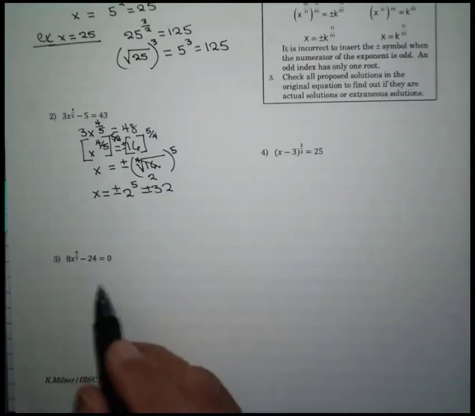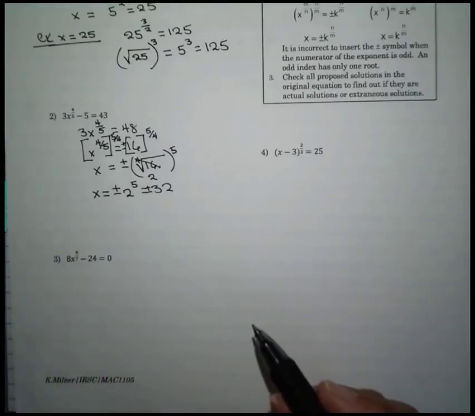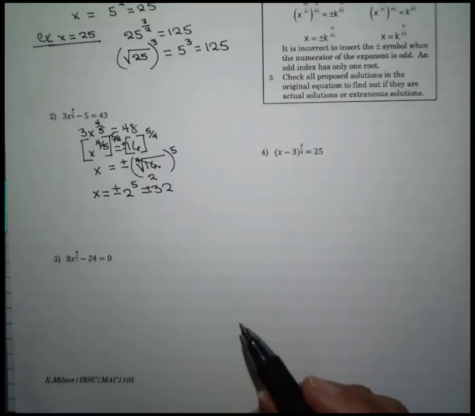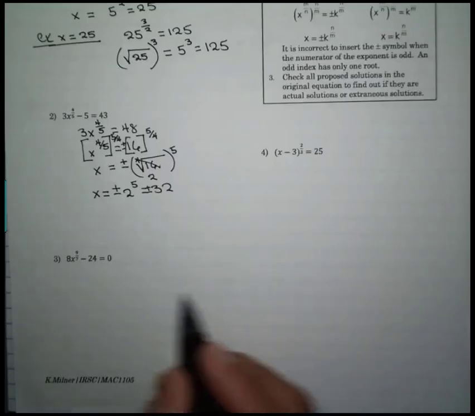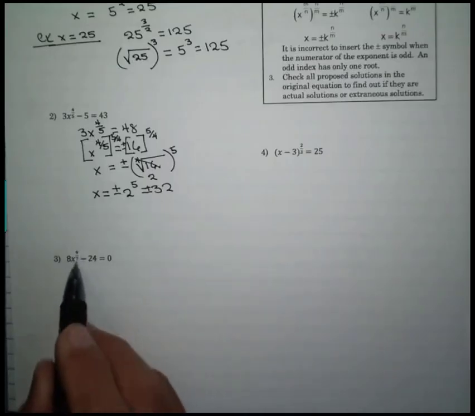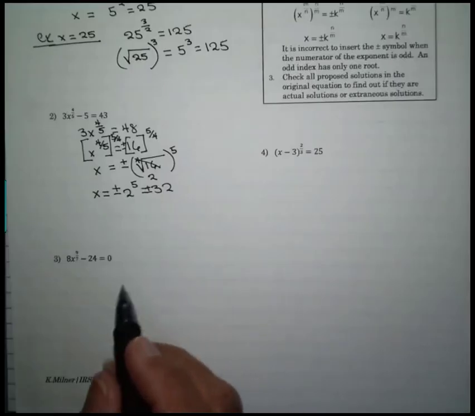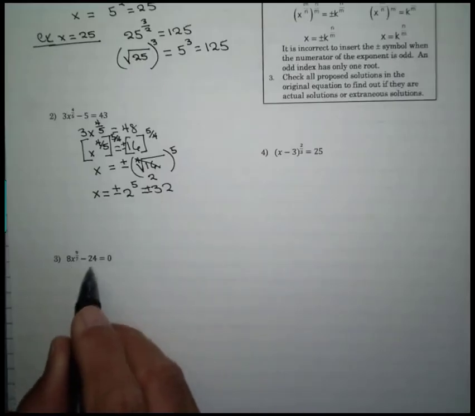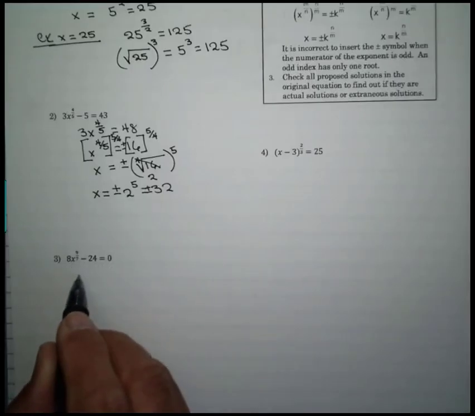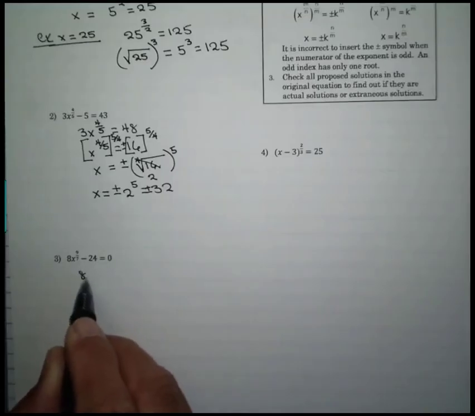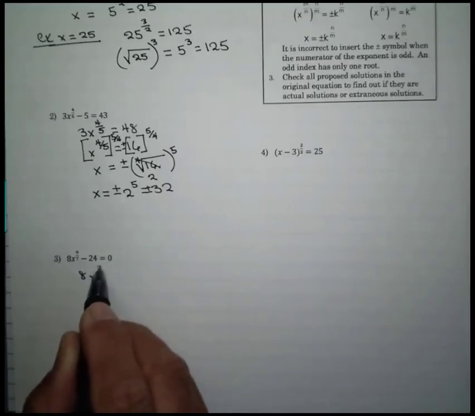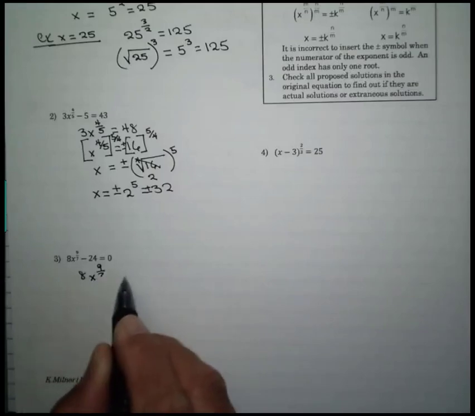Now let's see what we have down here with number 3. It's 8 times x to the power of 9/7 minus 24 is equal to 0. I really want to get rid of that rational exponent, so I'm going to isolate that term. I'm going to add 24 to both sides. So I end up with 8 times x to the 9/7 is equal to a positive 24.